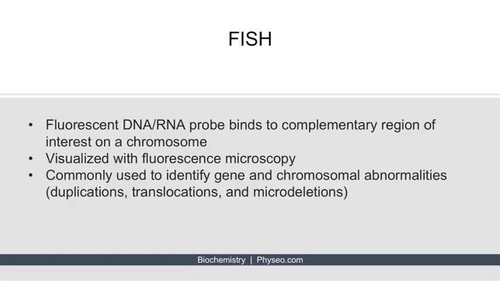Fluorescence in situ hybridization, or FISH, is a lab technique in which fluorescent DNA or RNA probes bind to a complementary region of interest on a chromosome. The complementary regions on the chromosome can then be visualized with fluorescence microscopy. Just like with the karyogram, this is commonly used to identify gene and chromosomal abnormalities. Let's pull up an image of this so you can visualize what I'm talking about.